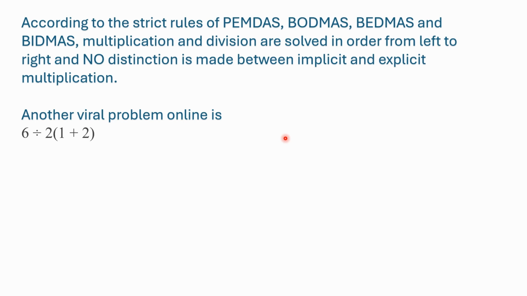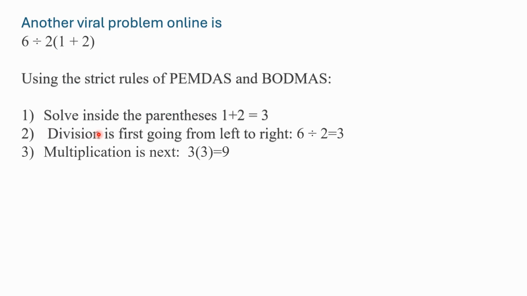And again, there's this other viral problem out there, 6 divided by 2 times the quantity 1 plus 2. A very viral problem that shows up on the internet. Using the strict rules of PEMDAS and BODMAS, you solve inside of the parentheses first. And that would be 1 plus 2 is 3. Then next would be your division going from left to right. 6 divided by 2 is 3. Then your multiplication is next. We're going left to right. Division is done first here, then multiplication. Then you have 3 times 3 is 9. That's following the strict rules.